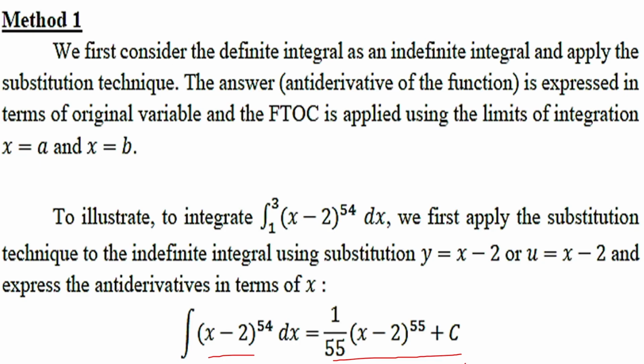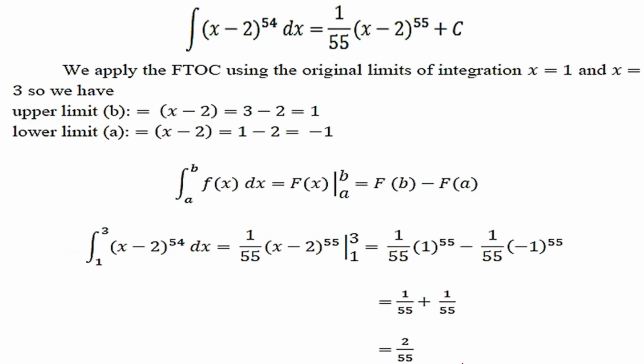Ma'am, why is there a plus c there? Didn't we say there is no plus c? Okay, let's look at this. Because here in this plus c, we have not yet used our F of b minus F of a, right? It is in F of b minus F of a that we consider the plus c minus c, which we discussed earlier. So let us apply it here. Using the original limits of integration, we have the given x equals 1 and x equals 3.